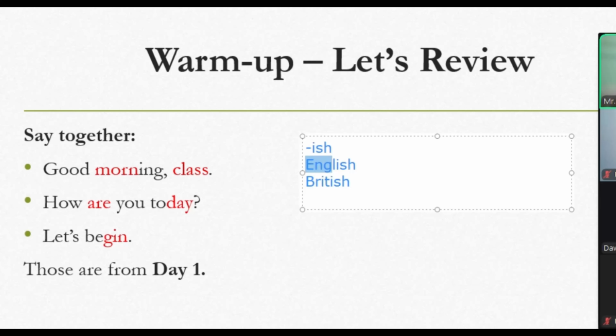So the stress is here before ISH. One up. Let's review. If a word ends with ESE, there's a stress on those letters. For example, Burmese. So the stress is here, Burmese. That's the second syllable stress.